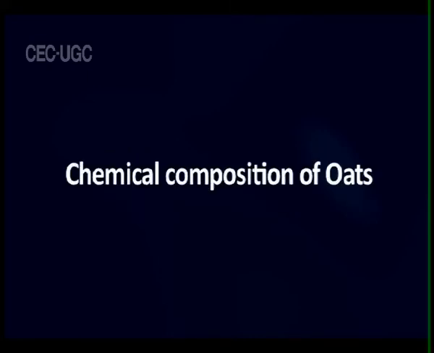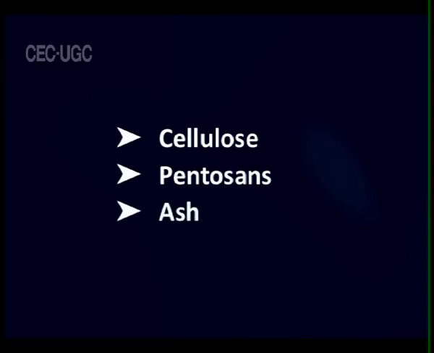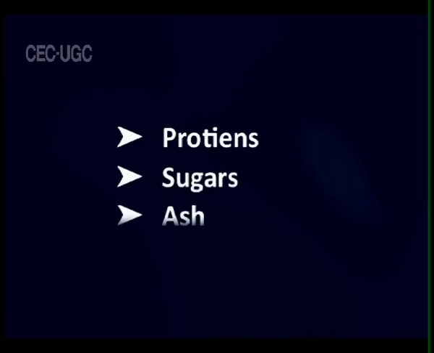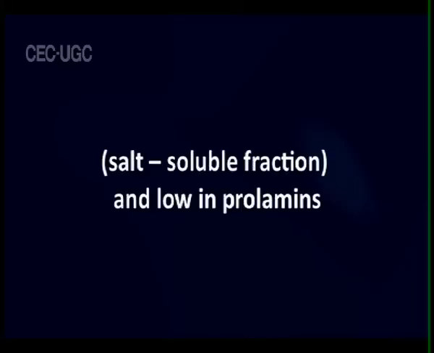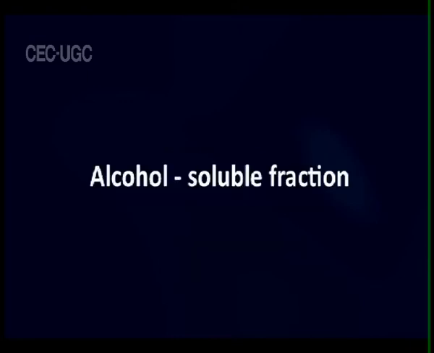Chemical composition of oats. The various components in oats are not uniformly distributed in the kernel. The hull and bran are high in cellulose, pantothenic acid and ash. The germ is high in oil and rich in proteins, sugars and generally ash. The endosperm contains the starch, and has lower protein content than the germ. Oat groats have relatively good amino acid balance, high in globulin, that is the salt soluble fraction, and low in prolamins, that is the alcohol soluble fraction.